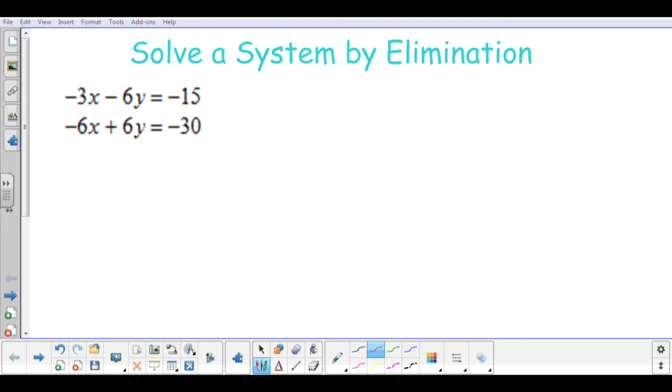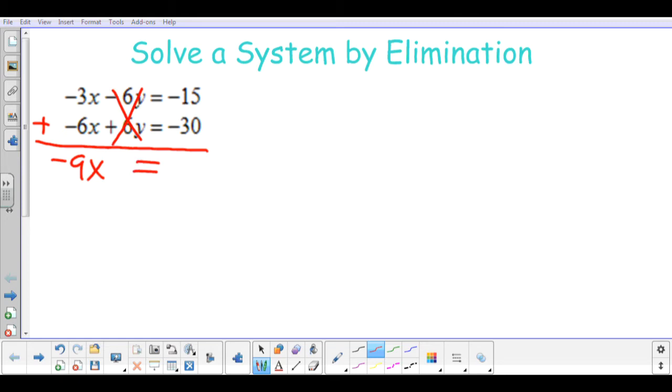Since we have this, we can skip step 2. We don't have to multiply anything. And we are going to go to step 3, where we are going to add in columns up and down. So -3x plus a -6x will give us a -9x. -6y plus 6y will go away. That's exactly what we want. That's why this is called elimination.